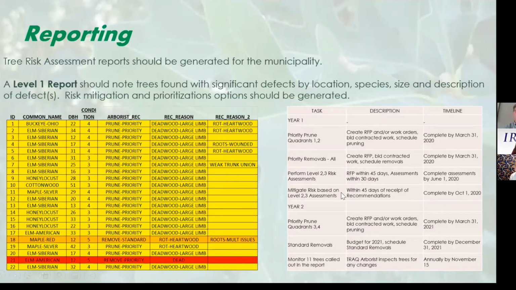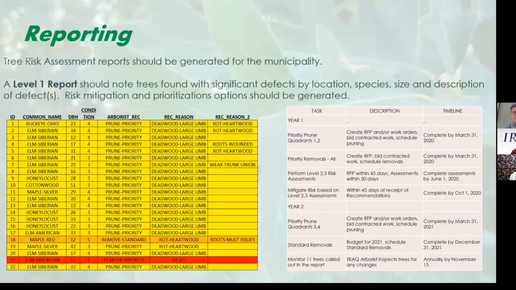If you have a list of trees that have to be mitigated, you're not going to be able to get everything done at once. So you're going to have a prioritized list, and it's going to show that you're using your resources in the best way you're able to take care of risk in your urban forest in a way that's manageable and practical with the resources that you have.